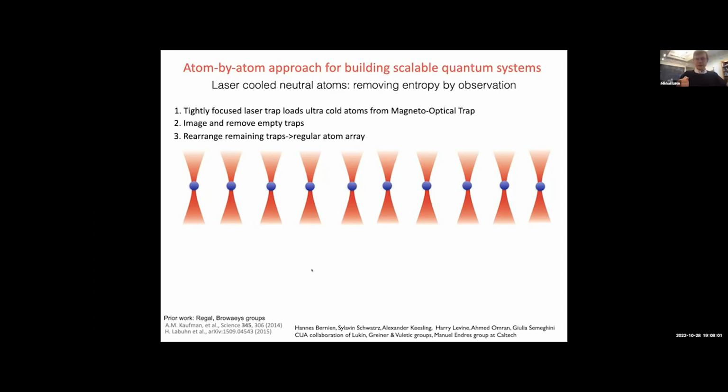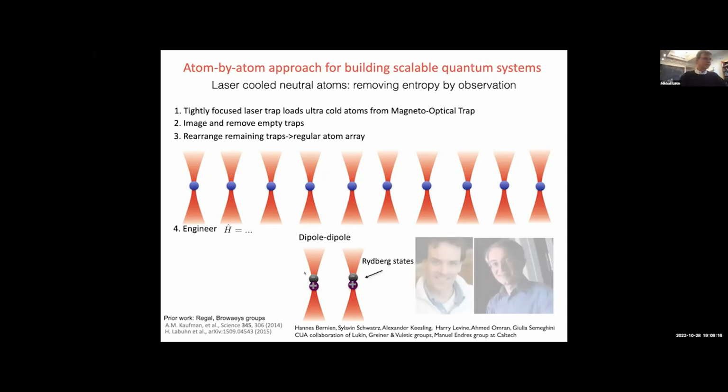So they do not interact at this point. To induce the interaction, what we do is we excite them into the Rydberg states. And that way, the atom size dramatically increases and they start talking to each other. And that way we can implement things like quantum logic or engineer the interactions.